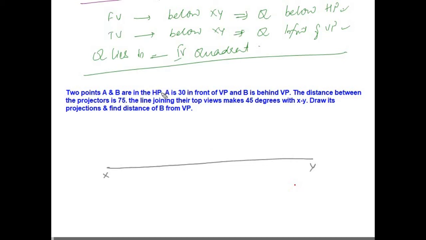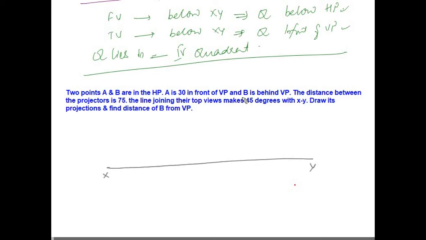So the distance of the point from HP is equal to the distance of the front view from the XY line. So they are in HP. It means both A dash and B dash will come on the XY line. Okay. A is 30 mm in front of VP.